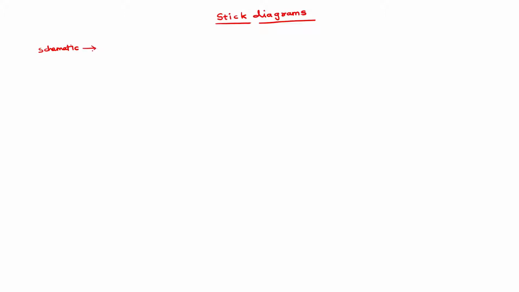And the next level of abstraction is something called stick diagrams. These stick diagrams will tell us what the different layers are, whether we are using N diffusion or P diffusion, whether any contact cut or any N well is present. All these things will be specified by the stick diagram with the help of different colors.